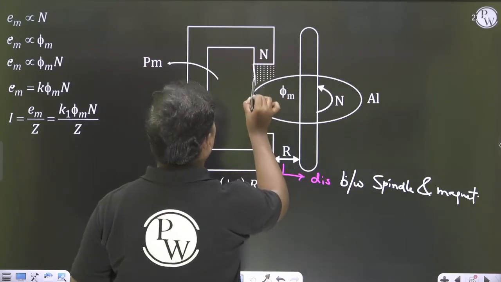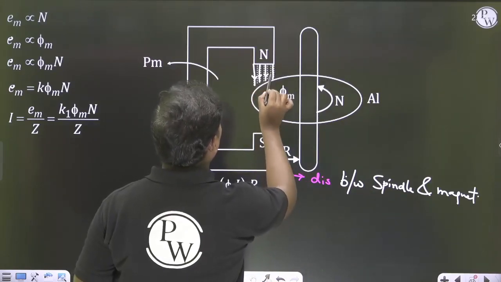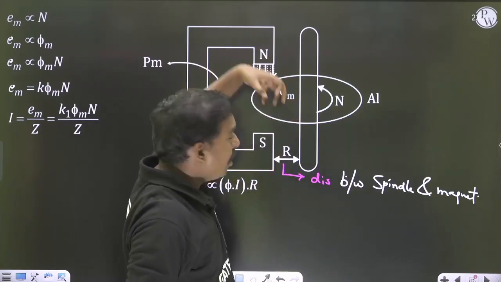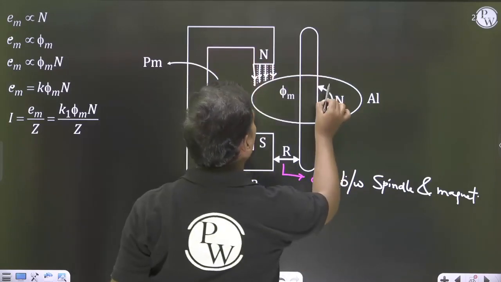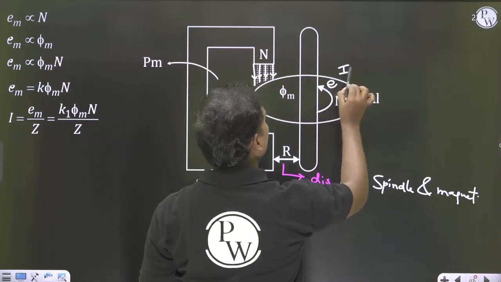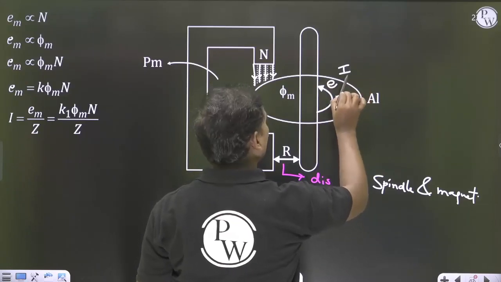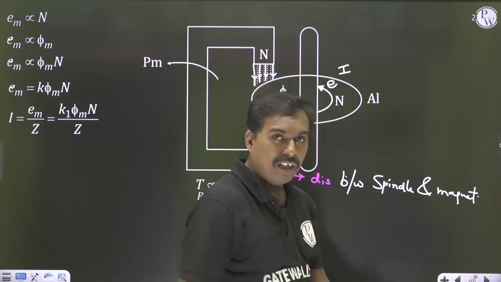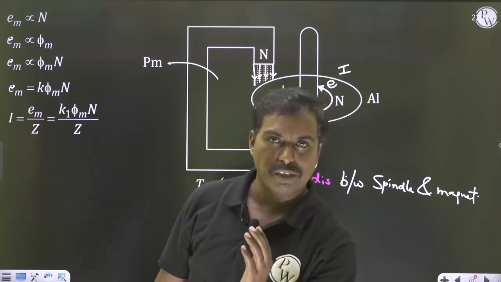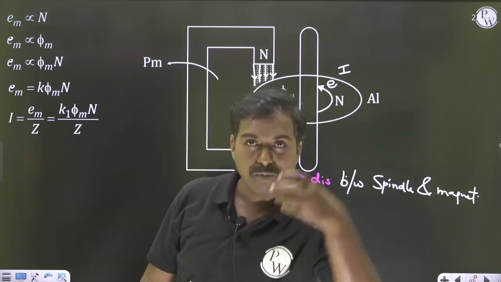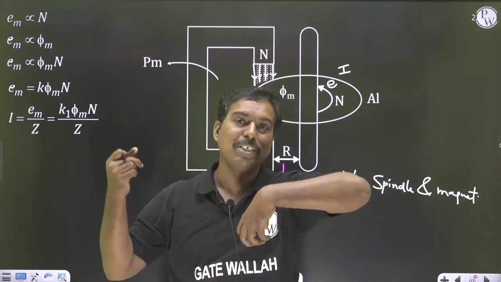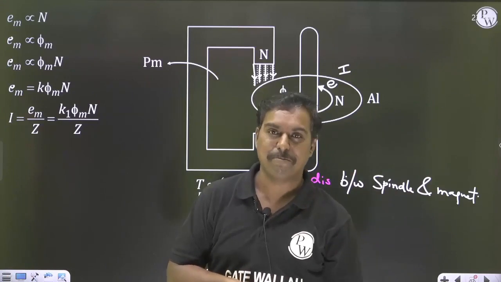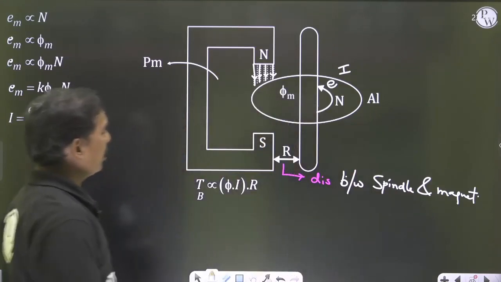This magnet is sending a flux, which is nothing but flux due to the magnet. This flux is cutting this aluminum disc. Whenever it cuts, it creates an eddy EMF, and that eddy EMF will create some eddy current. Whatever eddy current is coming, definitely that will oppose this main flux. The closer the magnet comes, the more the induced EMF, the more the induced eddy current, the more the induced eddy flux, the more will be the opposition, and the speed will be decreasing. Try to understand these points clearly.